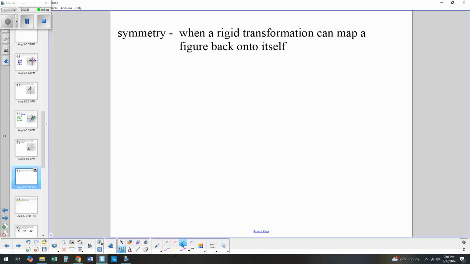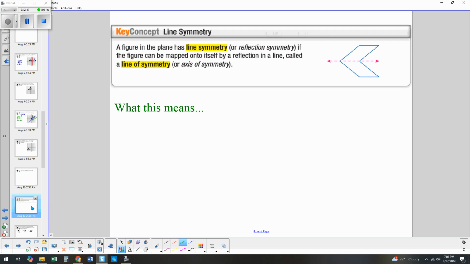Symmetry. So symmetry is when a rigid transformation, another word for congruence transformation, another word is isometry that we could use, they all mean the exact same thing. Symmetry is when a rigid transformation can map a figure back onto itself. So when you perform the transformation, it still looks exactly the same as it started. We're going to talk today about line symmetry.